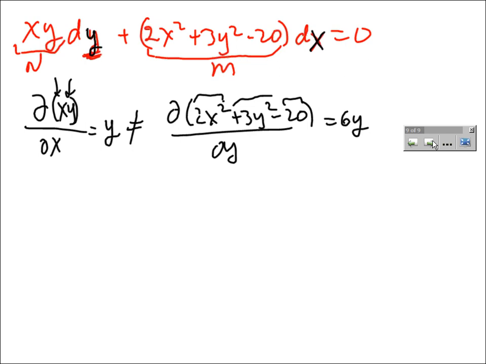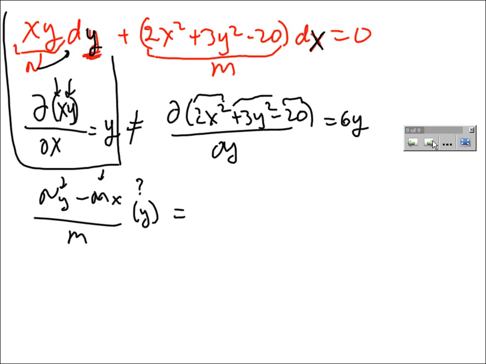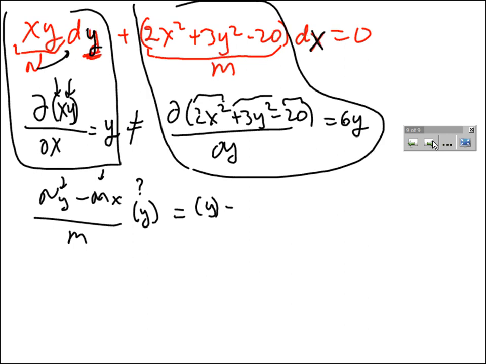Okay, so now we need to do the integrating factor. N sub y minus m sub x. I wrote m second, so that's what I divide by. And I wrote n sub y first. Is this a function of y? Well, I have n sub y. It's just y minus, here is my, it's 6y.